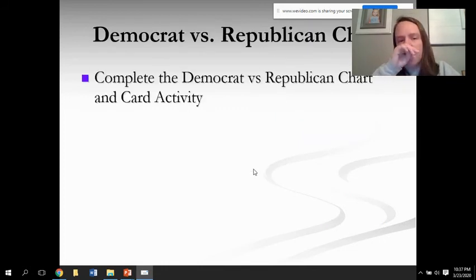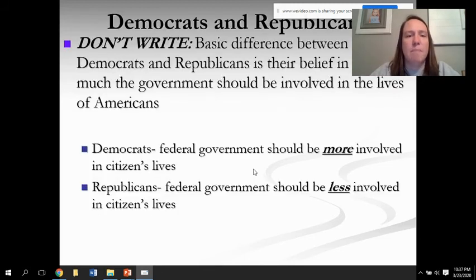And the last thing to remember, and this is going to take us into the next notes where we go over Democrats versus Republicans, is the biggest thing between them. The basic difference between them is size of government. I want you to think about it like this. You'll probably hear me say this in the next PowerPoint too. Democrats want the federal government to be more involved with our lives. Republicans want the federal government to be less involved with our lives. Take that back to the Federalists and the Democratic Republicans. Remember, the Federalists wanted more government.